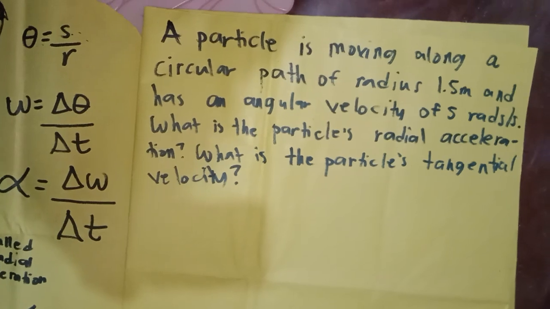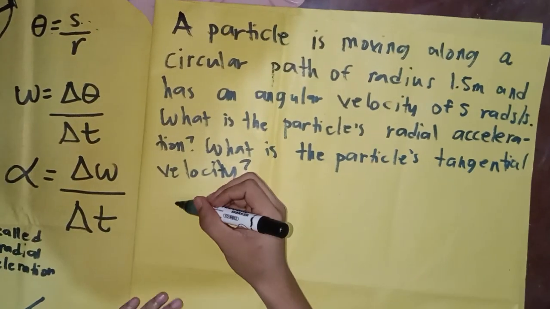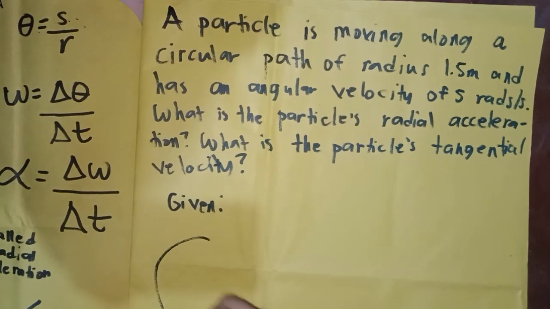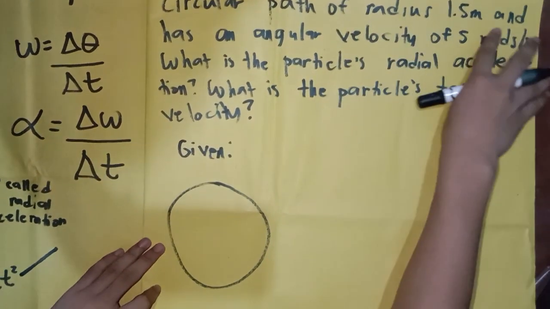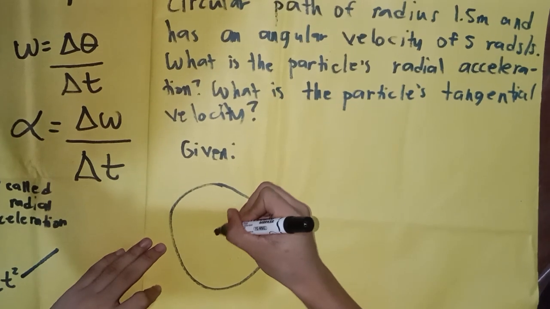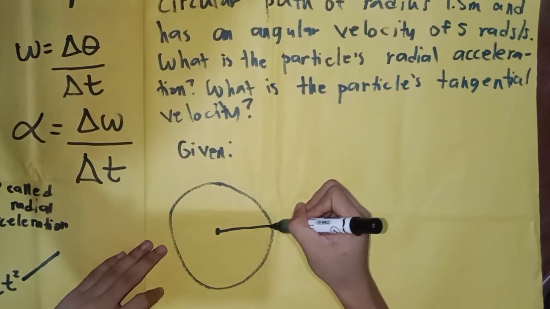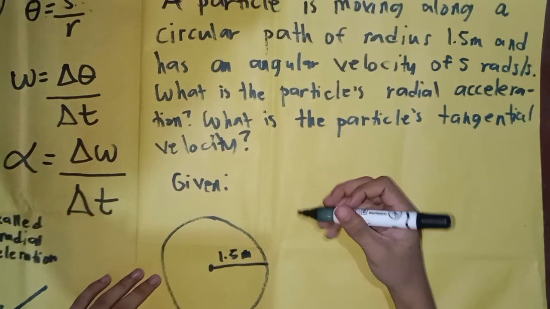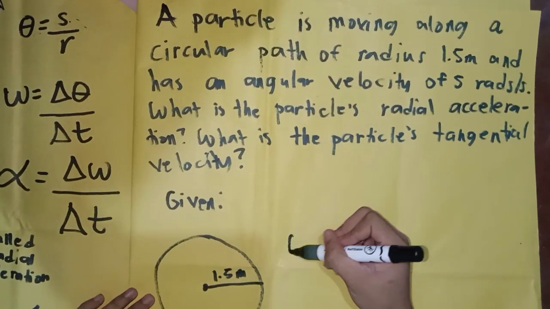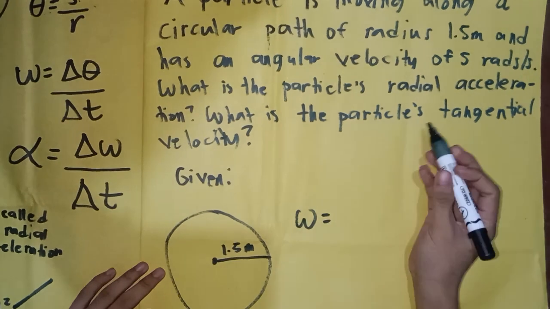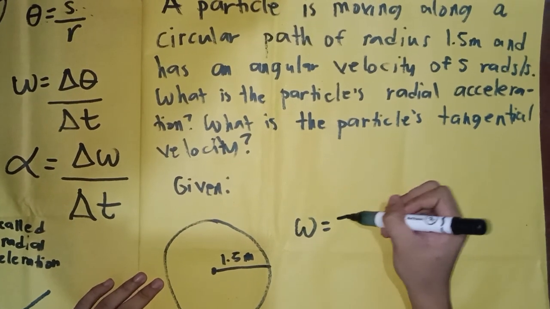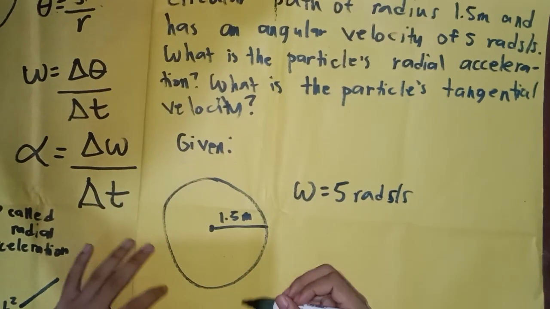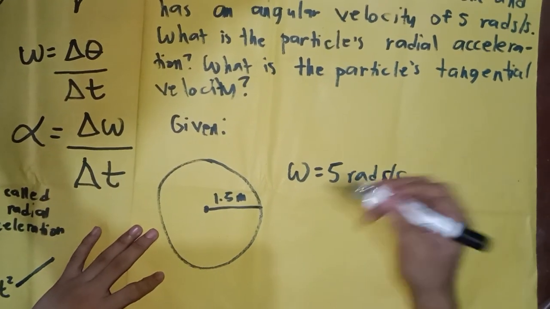First we write the given. First we draw a circle. It indicates here that the radius is 1.5 meters. And also the angular velocity is given: angular velocity is equal to 5 rad per second. So let's solve.